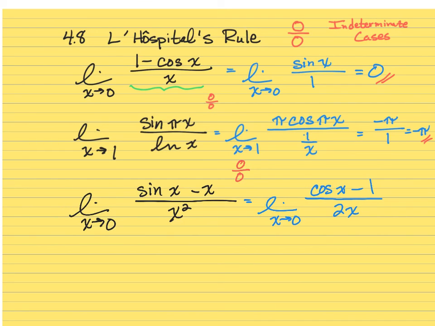Okay, so now we try it again. Throw in a 0. Well, cosine of 0 is 1. 1 minus 1 is 0. And 2x is 0. So we're still at 0 over 0. But we can apply and maintain this equality, L'Hopital's rule again. So the derivative of cosine of x is negative sine of x, minus 0, over 2. Now plug in a 0, and you get a 0 over 2, which is just 0. And there's our limit. So these were all situations where we were dealing with the 0 over 0 case.